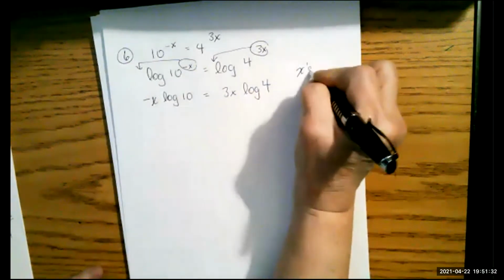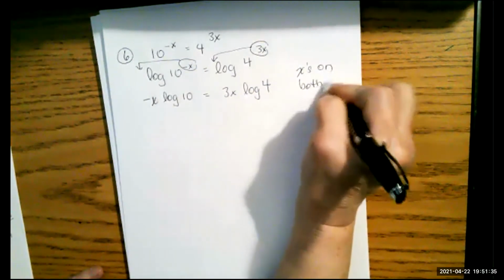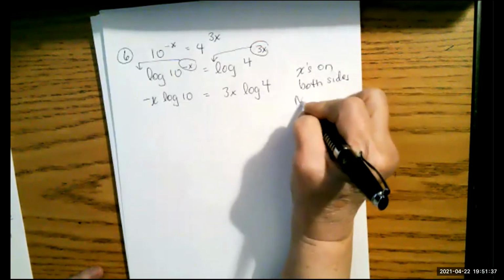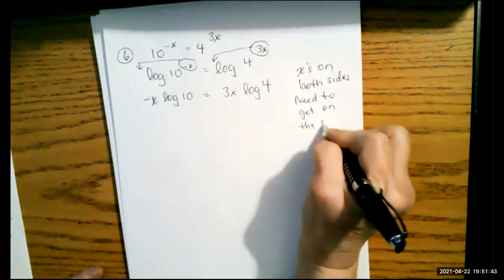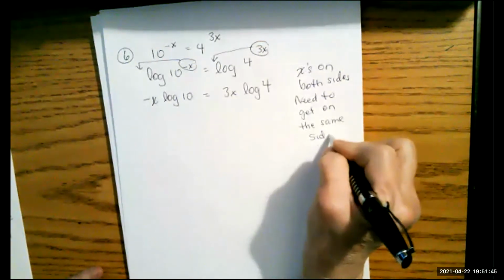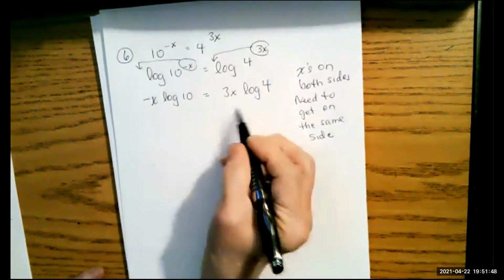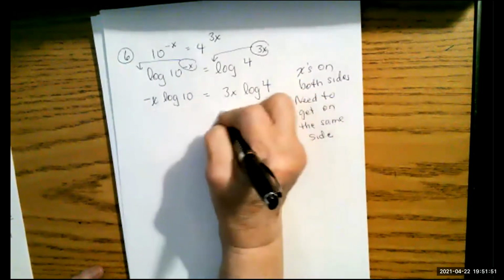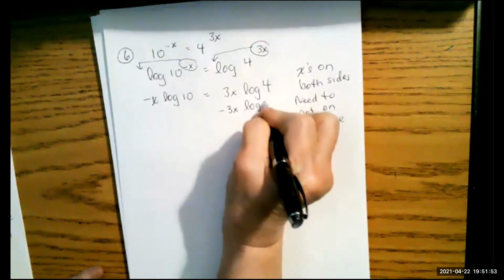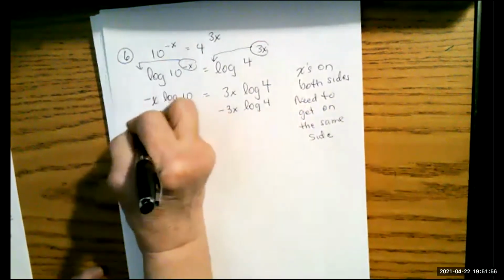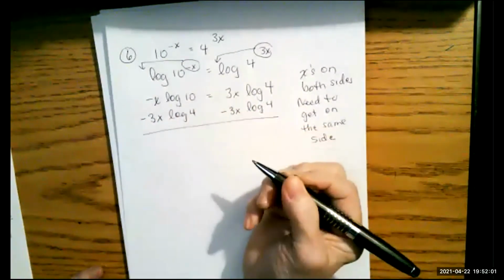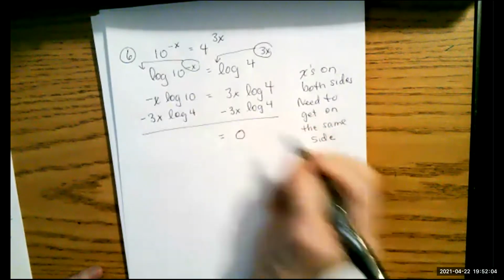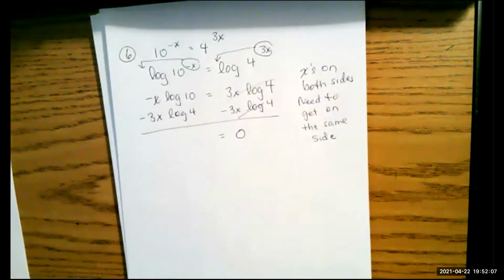All right. Now then, I have x's on both sides. We need to get them on the same side. See, I have an x here and an x here. So what I'm going to do is subtract this 3x log 4 off of here. And I have a 0 over here because those two cancel.